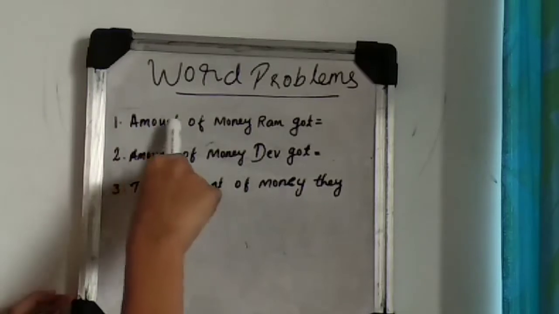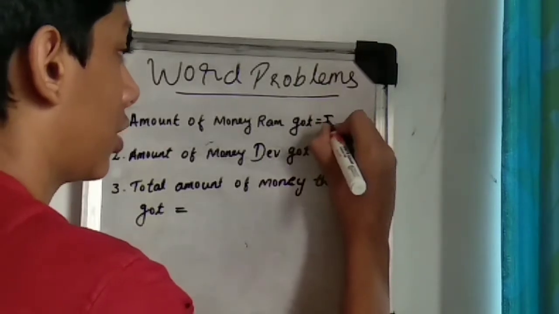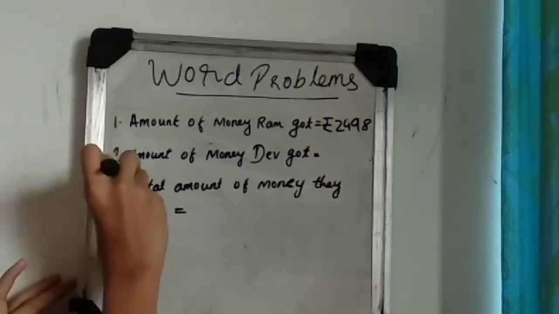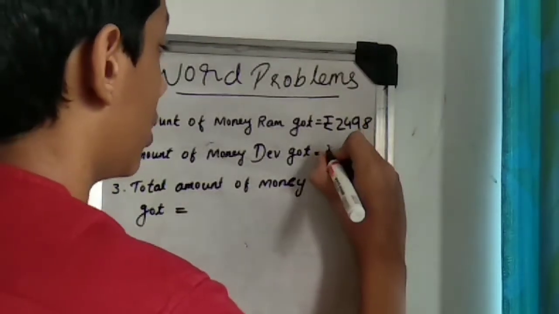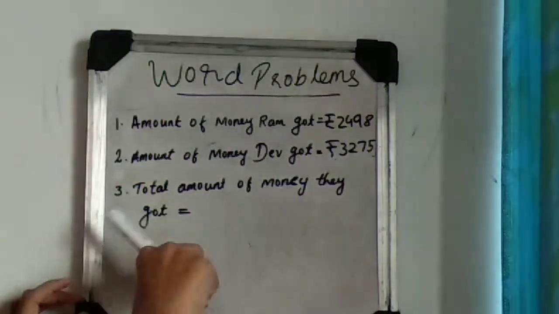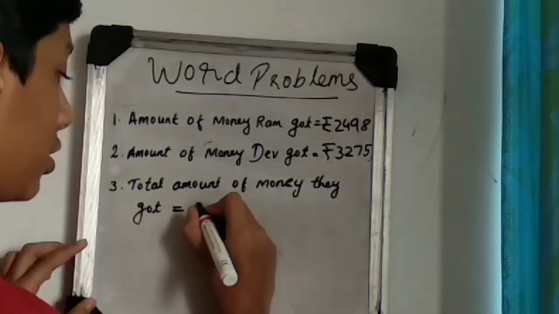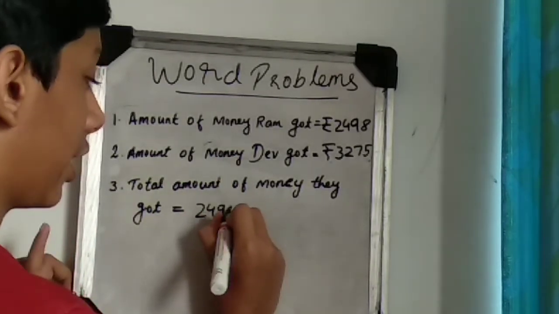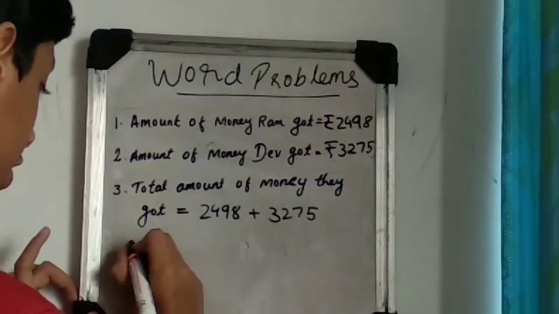First step is the amount of money Ram got. The amount of money Ram got was rupees 2498. Second step is the amount of money Dev got. The amount of money Dev got was rupees 3275. So to get the total amount of money they both got, we have to add these both. So the total amount of money they got is equal to 2498 plus 3275. We can do this addition here.